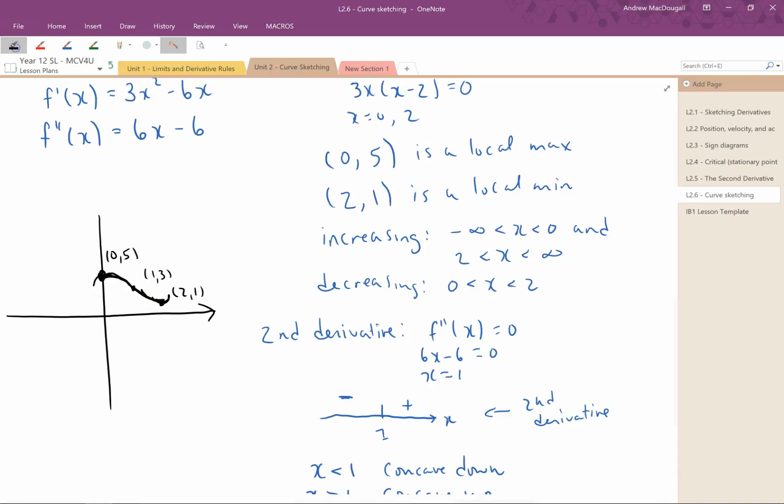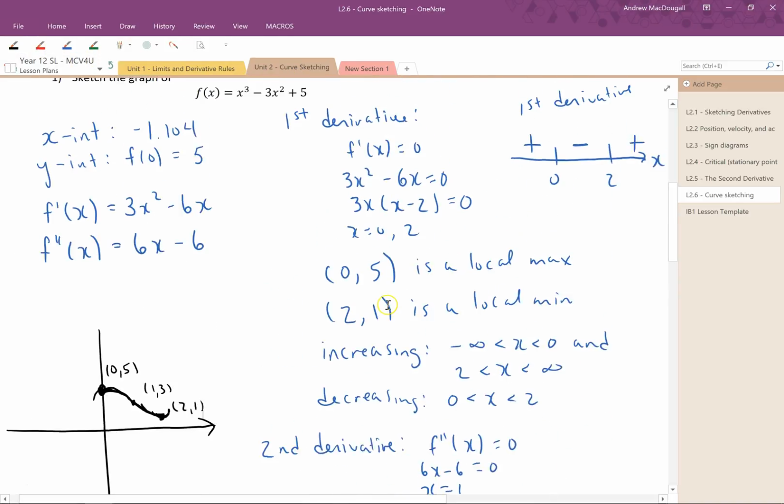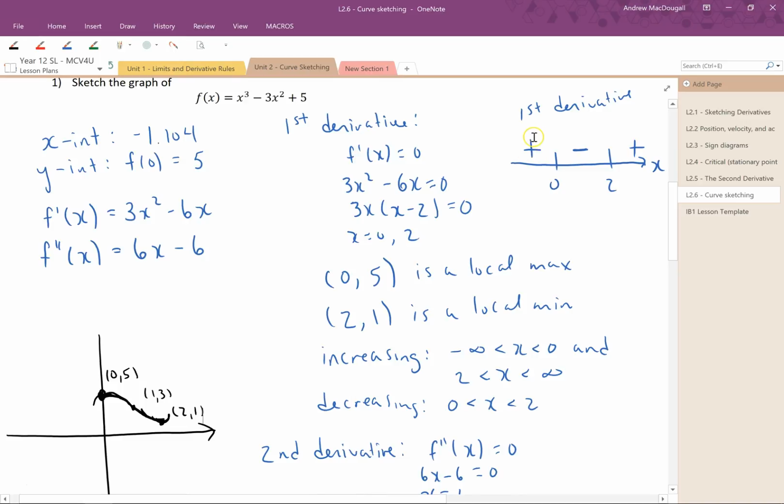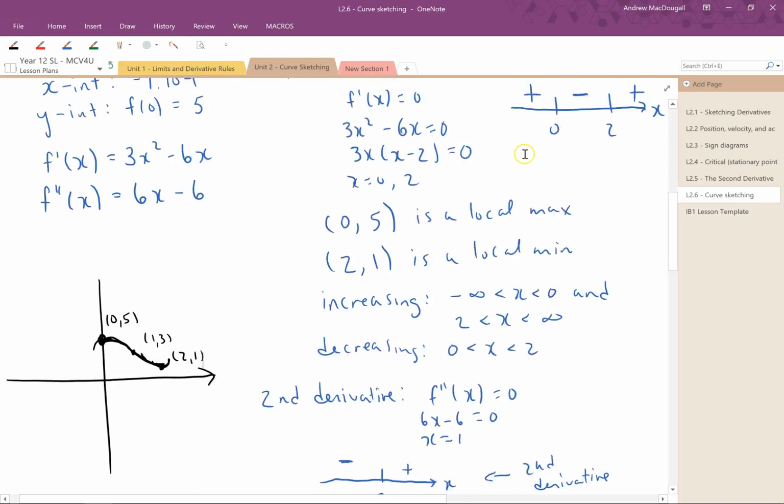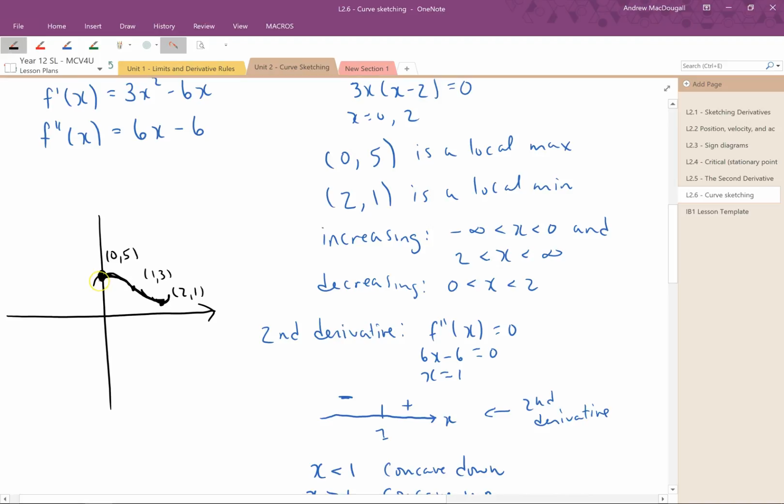Now what happens left of (0, 5)? Well, it's a max, and we look at our first derivative. Everywhere left of 0, it has to be increasing. So it's got to be doing just something like this. It's opening down everywhere left of 1. So it's opening down here. Sorry, I had disappearing ink on there. Let me just redraw it.